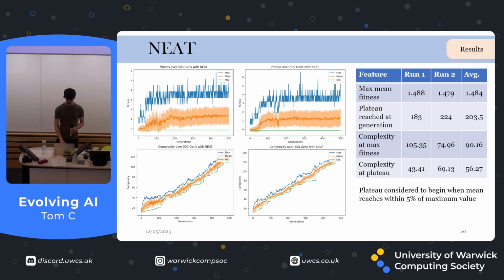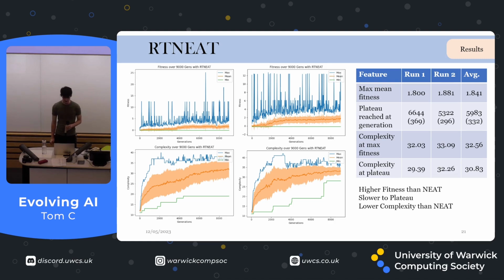On the side here, you can see the max mean fitness was averaged to be just under 1.5 for these two runs. And the complexity varied quite a bit, but it was quite large regardless, between 50 and 90. The plateau is a point where I've considered the agents to have reached within 5% of their maximum fitness. This is to account for the fact that at this plateau, they still fluctuate a little bit.